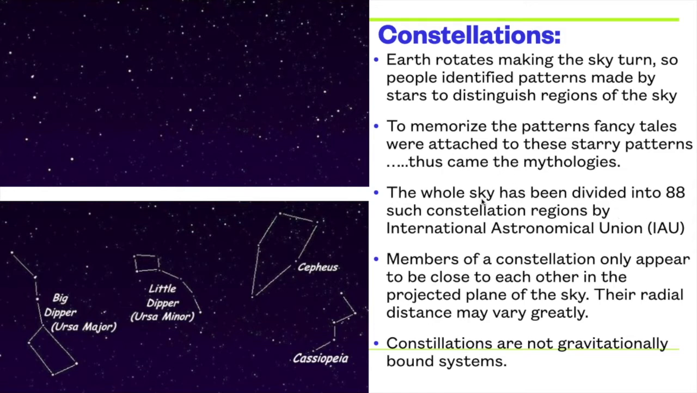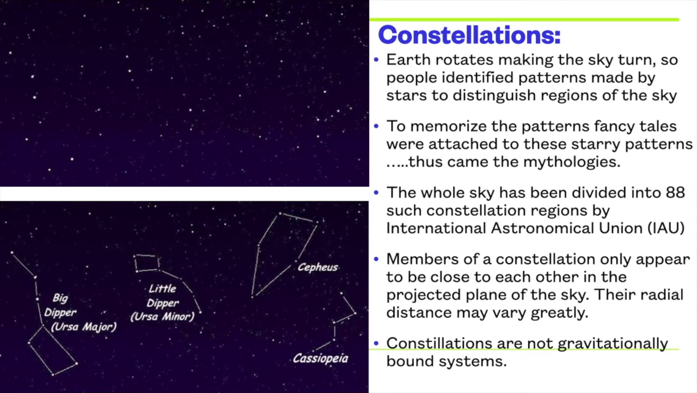Let us say I want to locate a star called Rigel. Then I know that the Rigel star belongs to the constellation Orion. By recognizing the pattern in the sky, I'll directly go to the Orion constellation, and within that constellation, I'll look for the particular star Rigel. Let us remember that members of a given constellation only appear to be close to each other in the projected plane of the sky, but their actual radial distance from us or from each other may vary greatly.